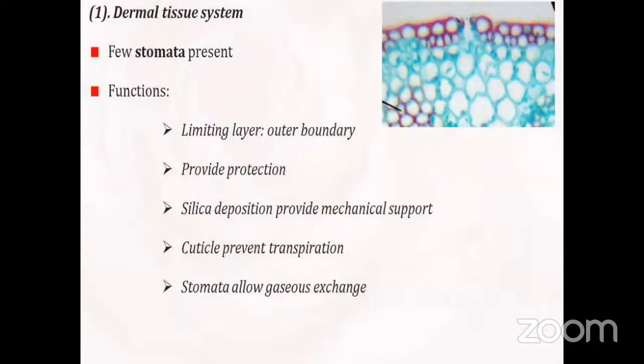Then coming to the dermal tissue system, here few stomata are present. And coming to the dermal tissue system functions, this is a limiting layer and outer boundary, provides protection. It is a protective layer, and silica deposition provides mechanical support also. The cuticle prevents transpiration, due to transpiration there will be water loss. It can be avoided by cuticle. And stomata allow gaseous exchange.